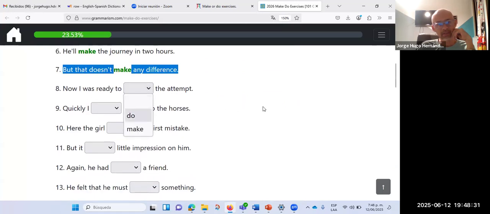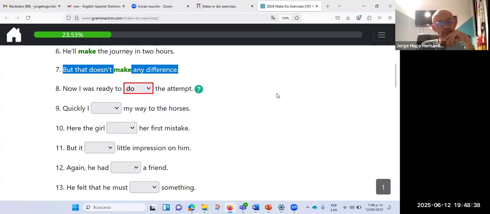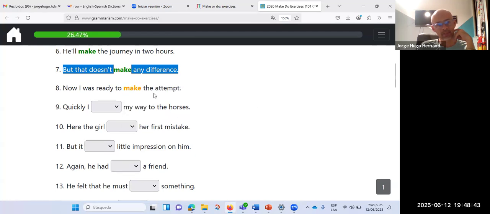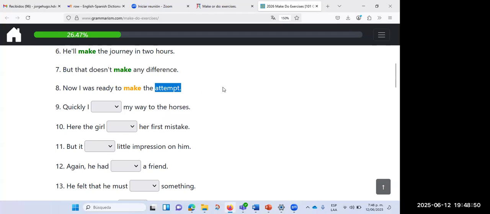Kiara, number 8. Now I was ready to do the attempt. To do the attempt? No, to make the attempt. Okay. Now I was ready to make the attempt. Can I know why? It's like a realization. I'm doing something, I'm not bored, an attempt.